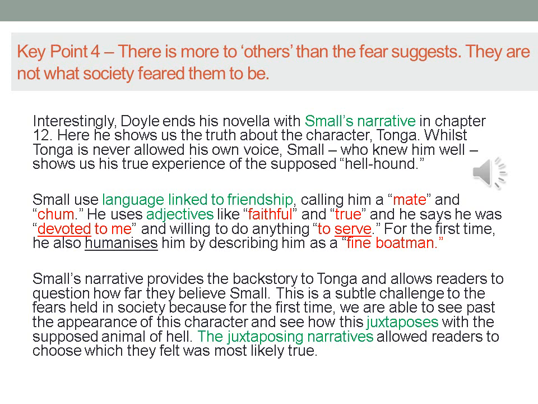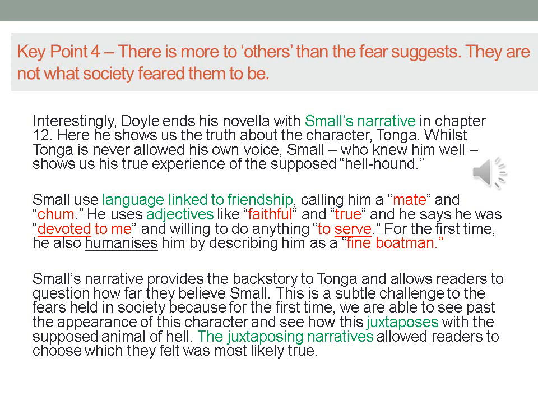Now, Small uses language linked to friendship. He calls him a mate and a chum, and they're two important words to learn. He also uses the adjectives faithful and true, and says that Tonga was devoted and that he would do anything to be able to serve. So we've got these words now that massively contradict the earlier presentation of him being a hell-found animal. We've now got a man who's capable of forming friendships and showing loyalty and devotion, which are very complex and very disciplined human emotions and behaviours.